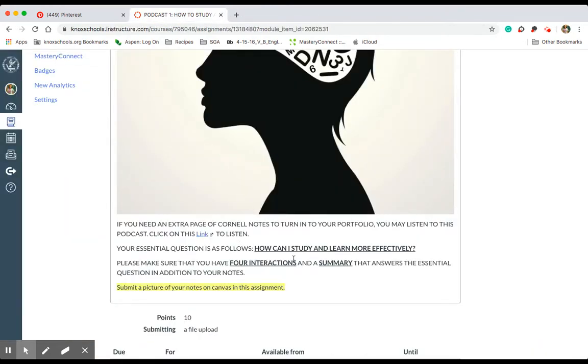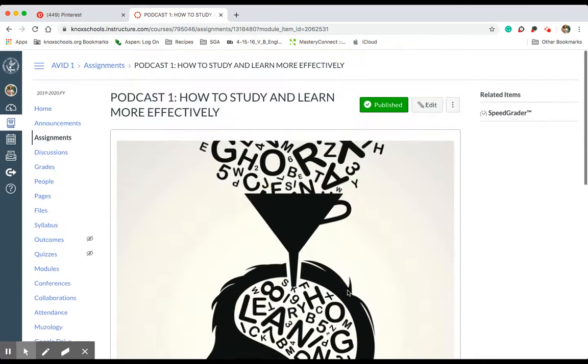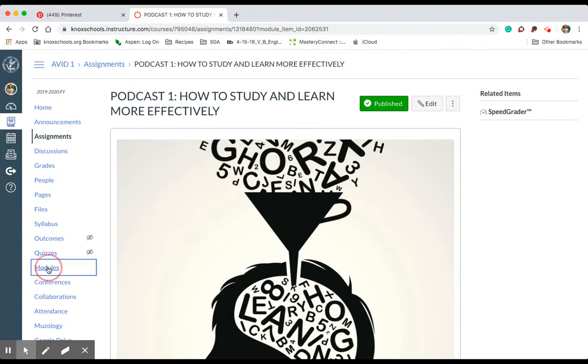So there's that option. Your essential question for this one is, how can I study and learn more effectively? You must have 4 interactions and a summary that answers the essential question, in addition to your notes section. When you have finished taking your notes, you need to submit a picture of your notes into this Canvas assignment. Okay, if I do not get that picture of it submitted here, you will not be able to get your 10 points. Okay, let's look at the next one.